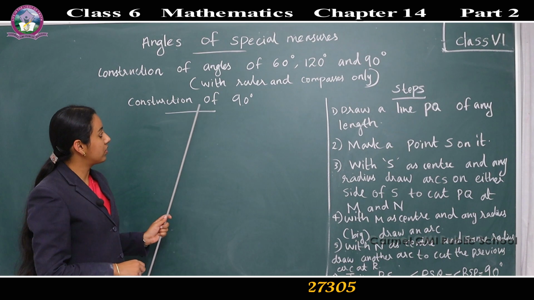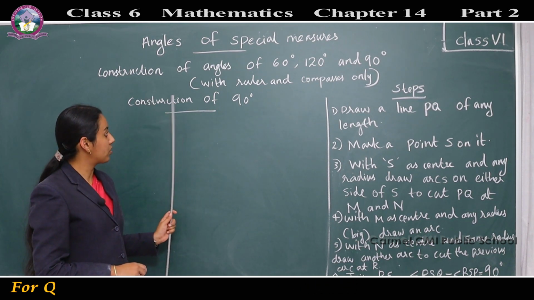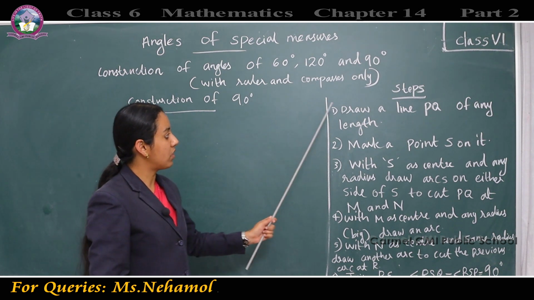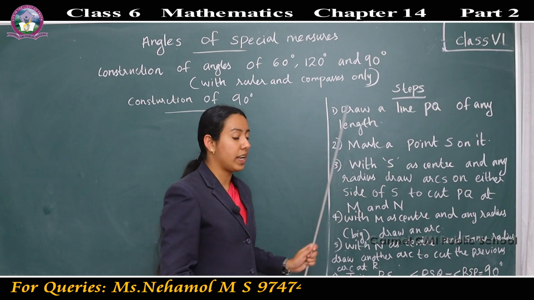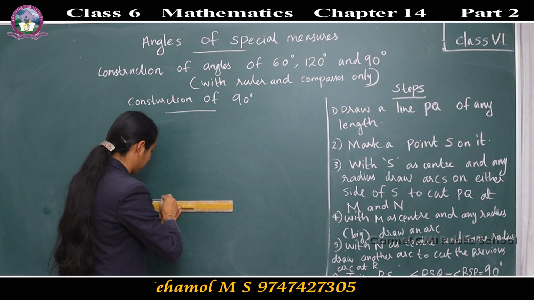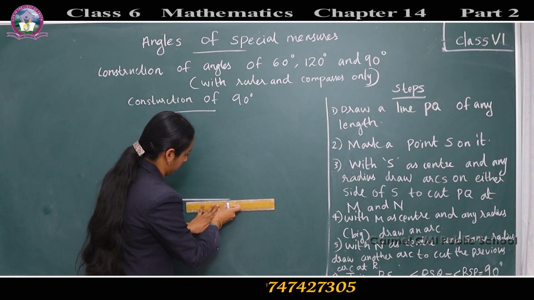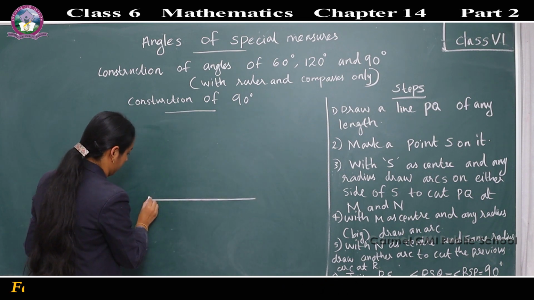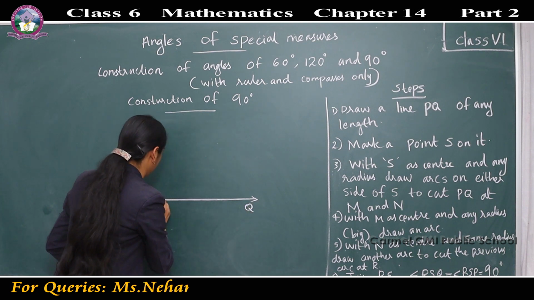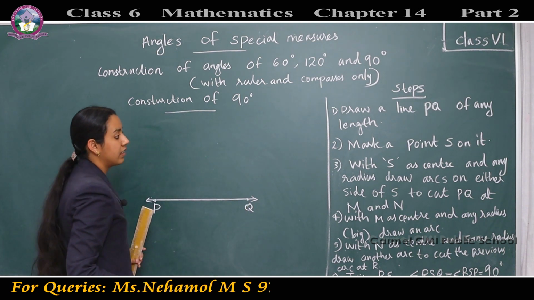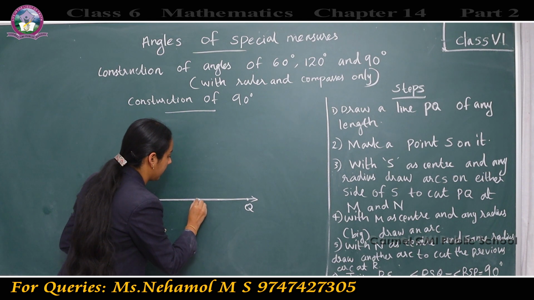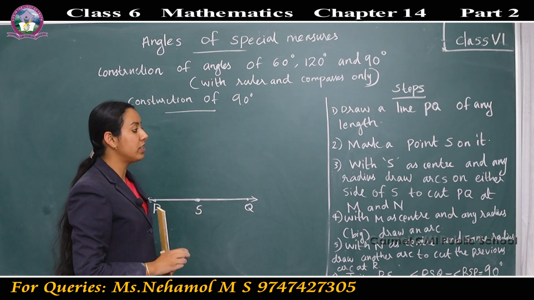Next one, construction of 90 degree with the ruler and compasses only. Steps. First, draw a line PQ of any length. Then mark a point S on it. Let this point be S.